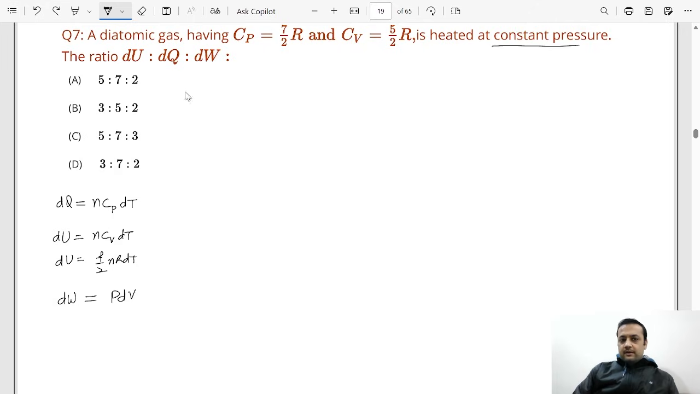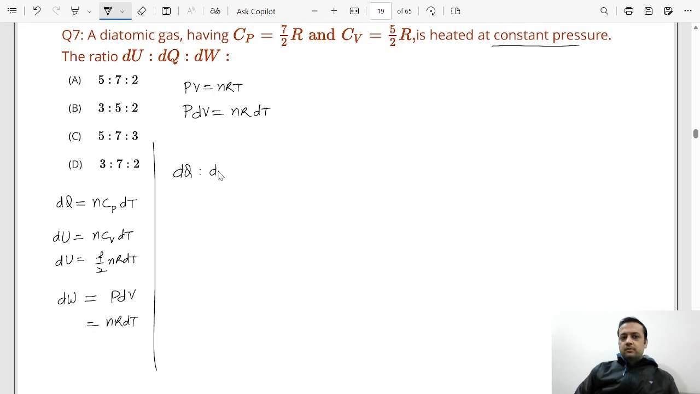And for a constant pressure process, look, if pressure is constant and I differentiate this, pressure will be constant, volume will become dV. Moles we always assume to be constant, R is constant, temperature will become dT. So you can say that P dV will become nR dT for a constant pressure process, correct? Now we have to find dU is to dQ is to dW. dU is f by 2 nR dT, and dQ is n Cp dT. For a diatomic gas, what is the value of Cv? They have given it to you also, very good question setter. So Cv is f by 2 R, Cp is 7 by 2 R. This will become n into 7 by 2 R dT.